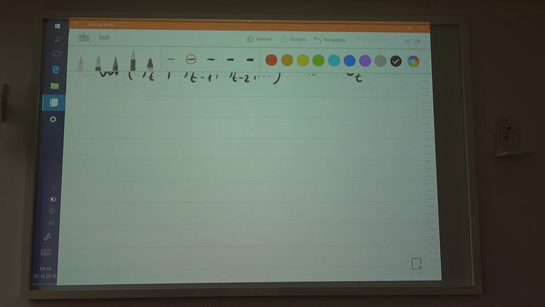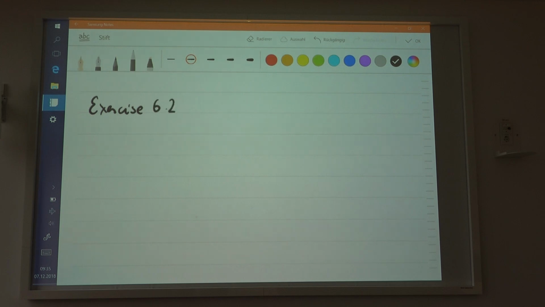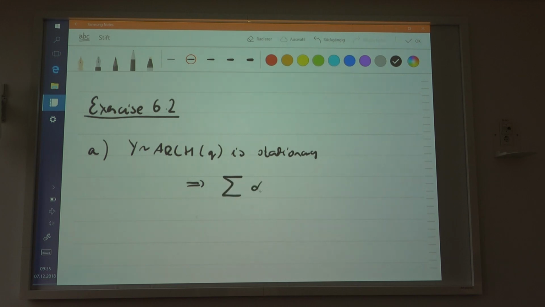Good. Now let's consider exercise 6.2. Basically we have to prove that if the ARCH process is stationary, then this implies that the sum of these coefficients that the process has, this is the ARCH-q process, is less than 1.